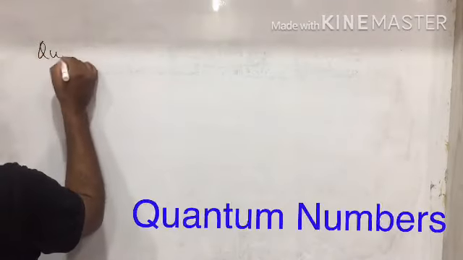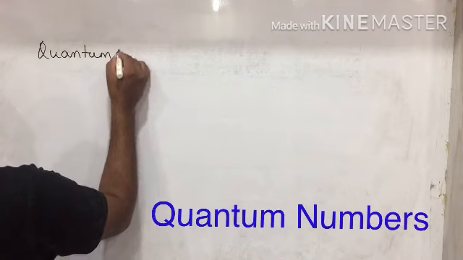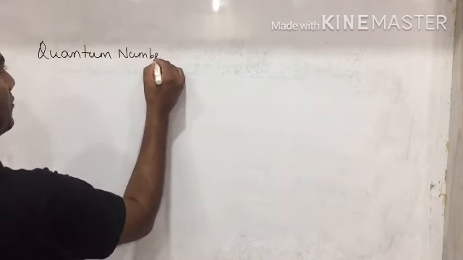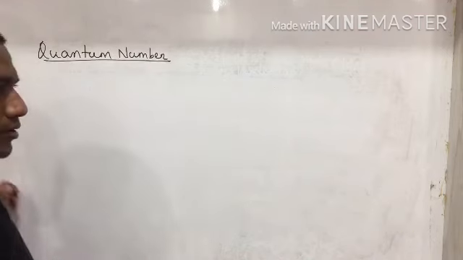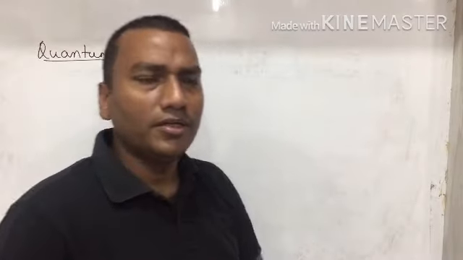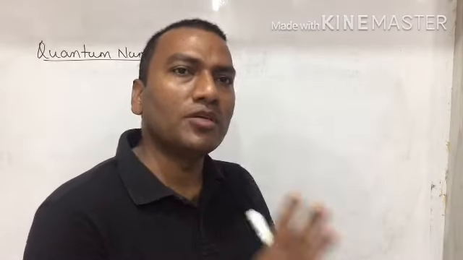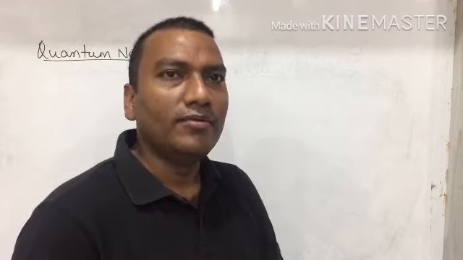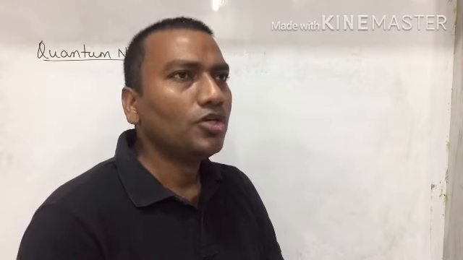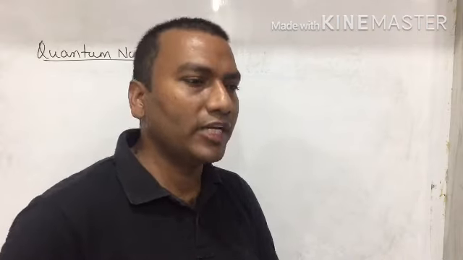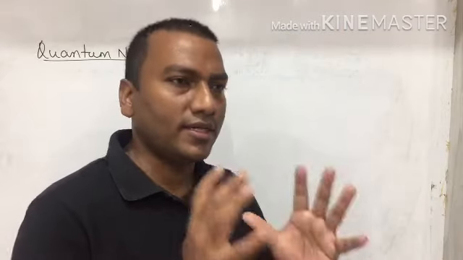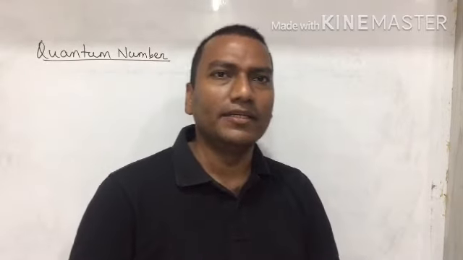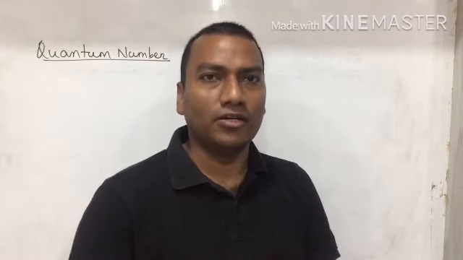So from this concept, your quantum number concept is coming. Earlier, these quantum numbers were actually the solutions of the Schrödinger wave equation, but now we are reading slightly different definitions. So what is a quantum number? Quantum numbers are certain numbers by which we can explain the address of an electron.